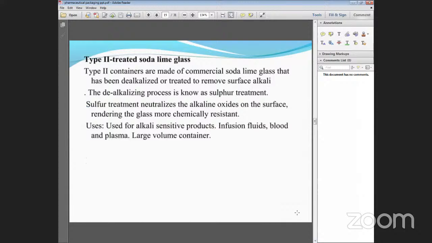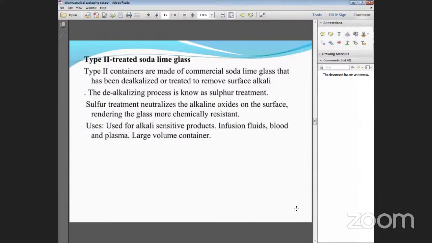Next, what is type 2 treated soda lime glass? Type 2 containers are made of commercial soda lime glass that has been dealkalized or treated to remove surface alkali. Naturally, the surface of the glass contains alkali, so it is removed, or dealkalized. Why are they dealkalized? Because the surface of the glass contains alkali.